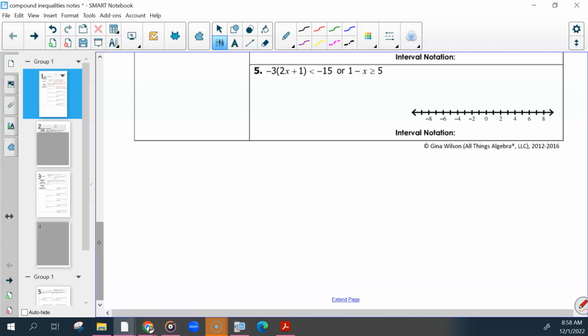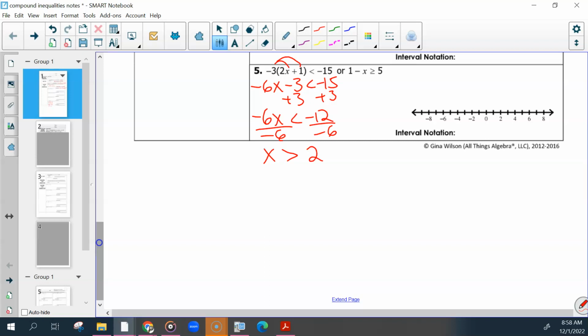Again, 4, 5, solve these separately. So for this first one, it can actually be done 2 ways. So I'm going to show you one way, solve it like normal, and then go back and show you the other way. So distribute, so we get negative 6x minus 3 is less than negative 15. Add 3 to both sides. We have negative 6x is less than negative 12. And divide both sides by negative 6. Keep in mind that when you're dividing, your sign changes direction. So this is now greater than.